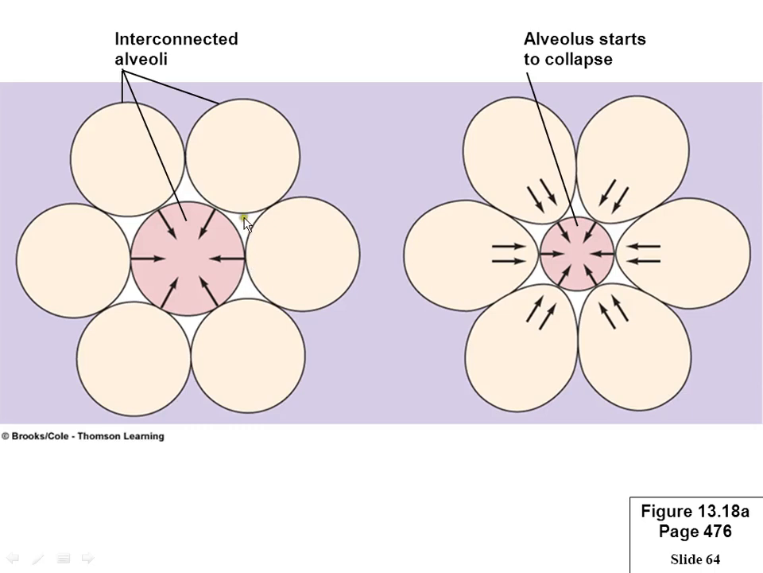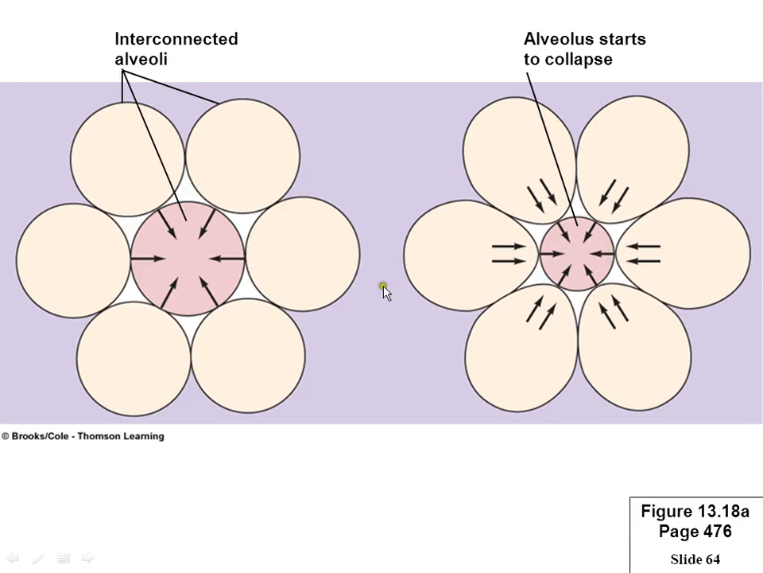Here you have 7 alveoli. You can see how they're all connected to each other. They all touch each other. If I start pulling on the center one, look what it does to all of its surrounding ones. Well, what are these surrounding ones going to think if that one just starts collapsing on its own?